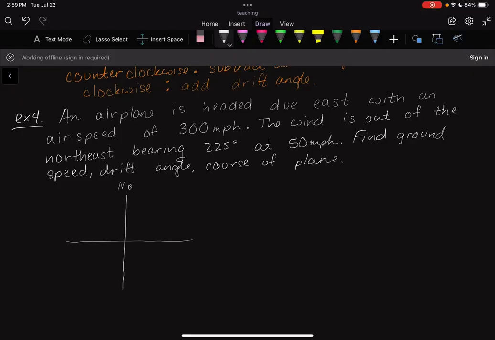So I've got north, which is 0, east, which is 90, south, which is 180, and west, which is 270. So I always like to draw it out first. The plane is headed due east with an airspeed of 300. So always draw it from the middle at first. And so it's going to the east with a speed of 300.